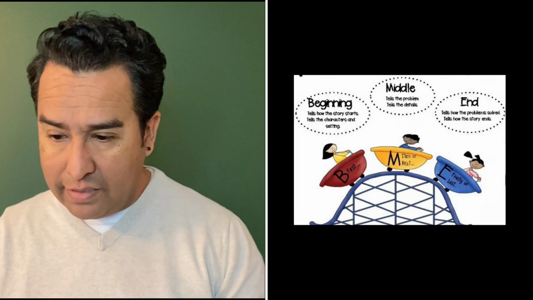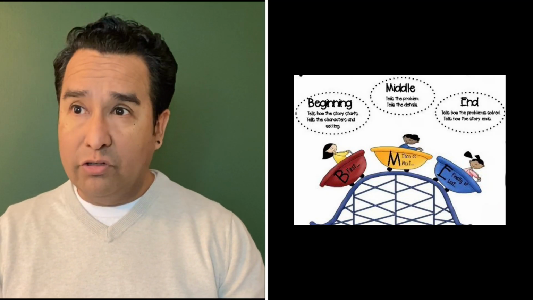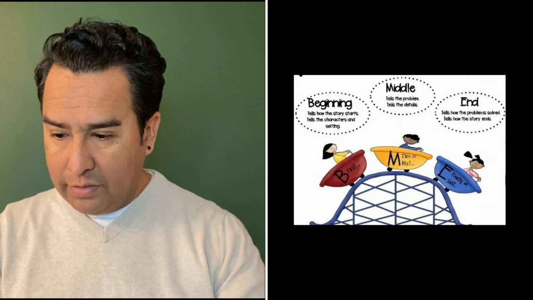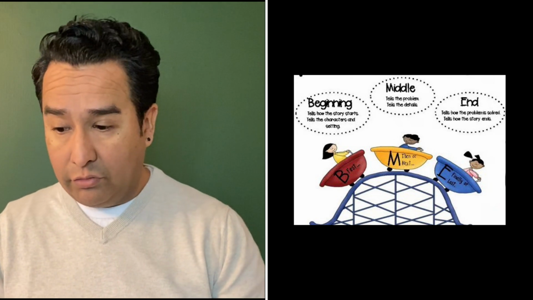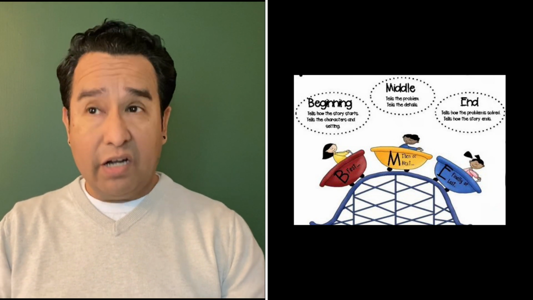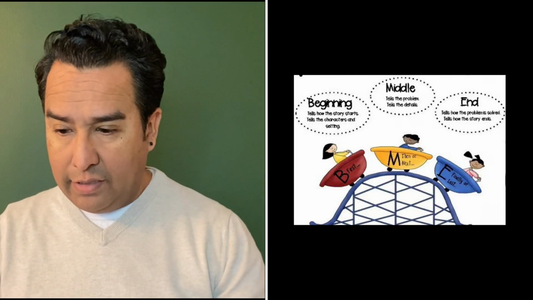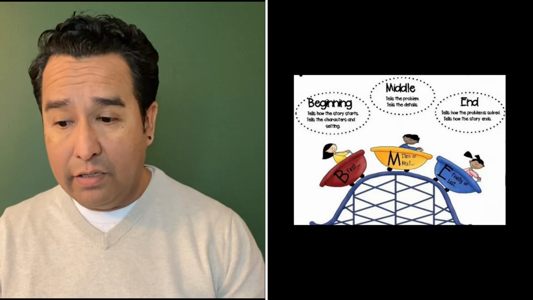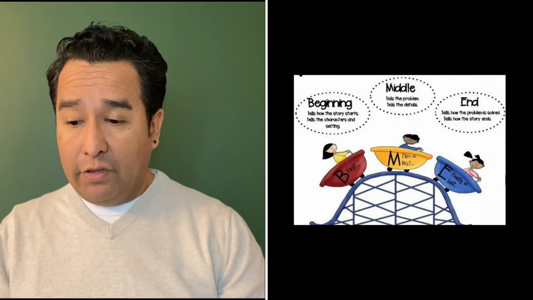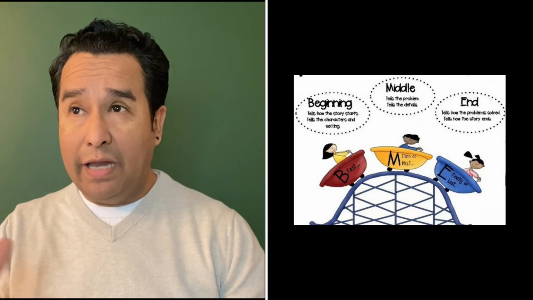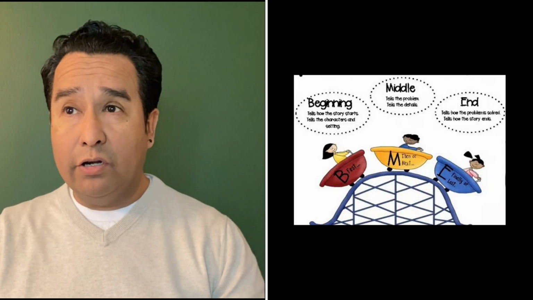And then the end is how those problems come to a solution. Is there a solution that happens? Are characters changed from it? How does the story end? So knowing those three elements, beginning, middle, and end, will help you when you're looking at a story and figuring out the details of it, as well as when you're creating a story. So those are important things to remember.